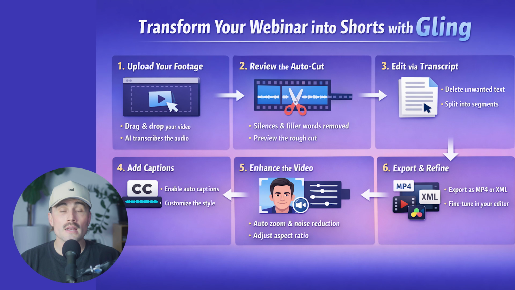Then add captions. Enable auto captions. The tool generates captions with accurate timing. You can adjust the style, font, color, size, and choose to burn them into the video or export an SRT file. Then enhance the video.